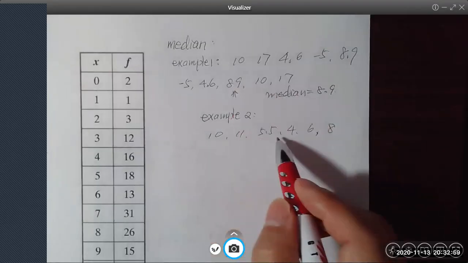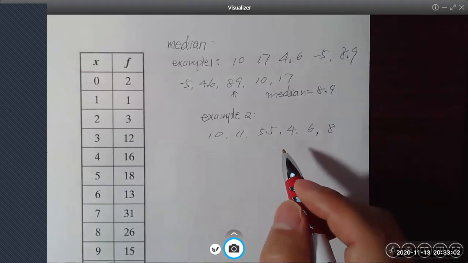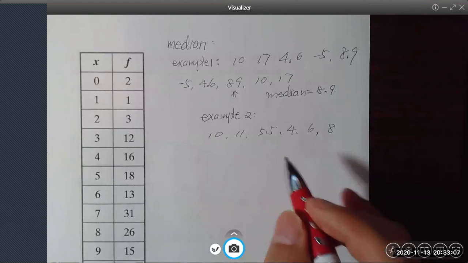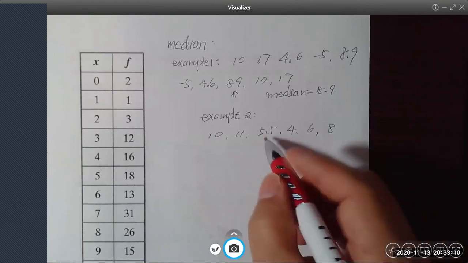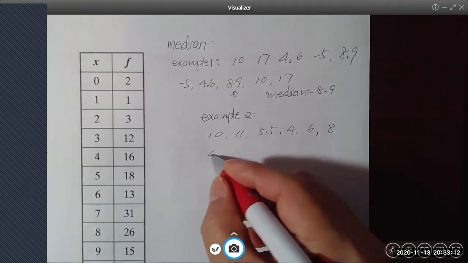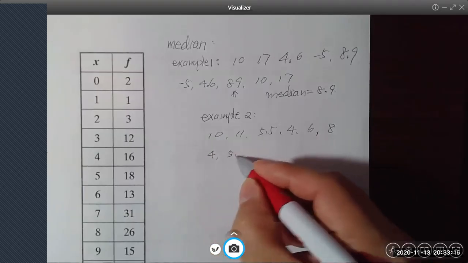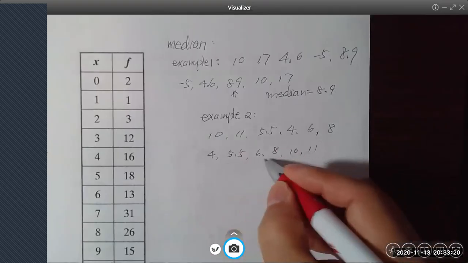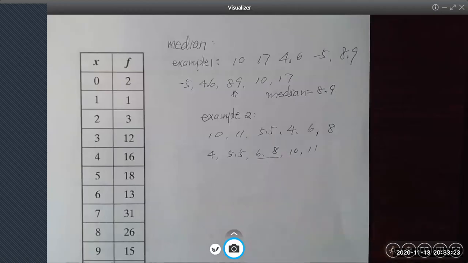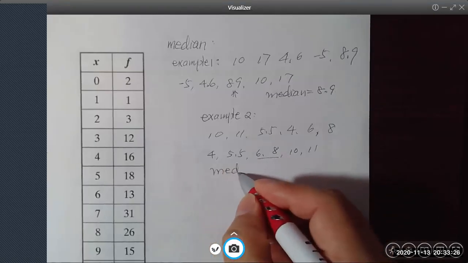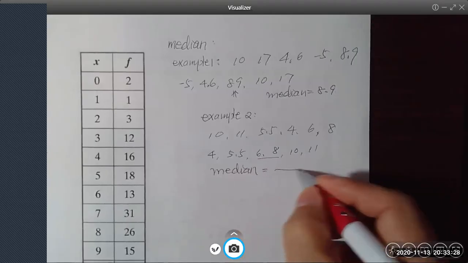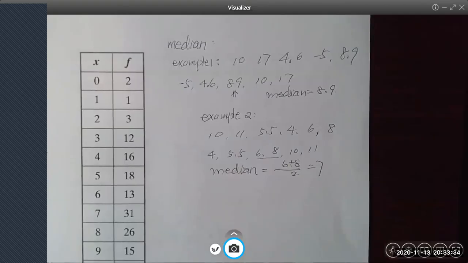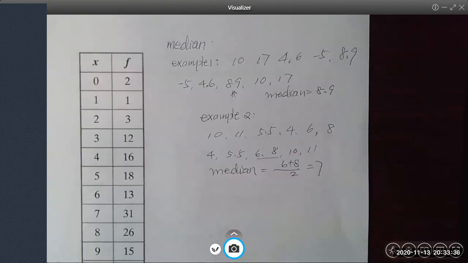Now we have an even number of numbers. You already learned that in this case, we are going to have 2 numbers sitting in the middle. As a result, the median will be the average of those 2 numbers. So I need to line them up first. I got 4, 5.5, 6, 8, 10, 11, that's 1, 2, 3, 4, 5, 6, right? These 2 are in the middle, so we average to get the median. Median equals 6 plus 8 divided by 2, that's 7. So far so good, because you learned this before, and this is a simple calculation.